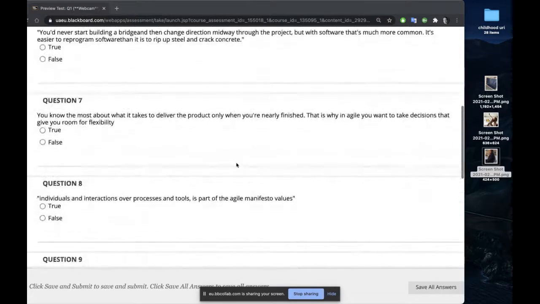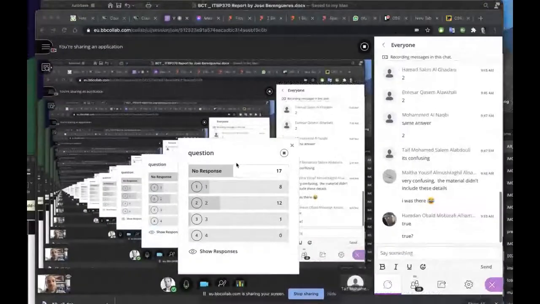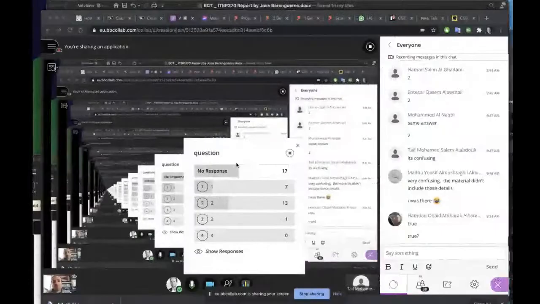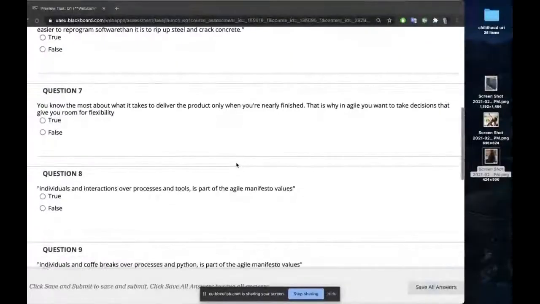Yeah, very good. You know the most about what it takes to deliver the product only when you are nearly finished. That is why in Agile, you want to make decisions that give you room for flexibility. True or false? True, this is one of the principles if you read the Agile manifesto.